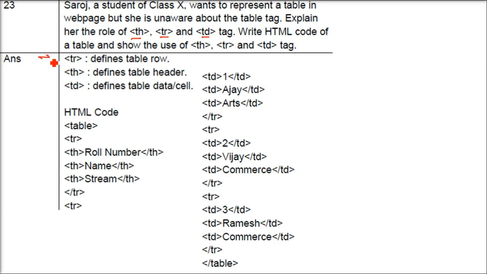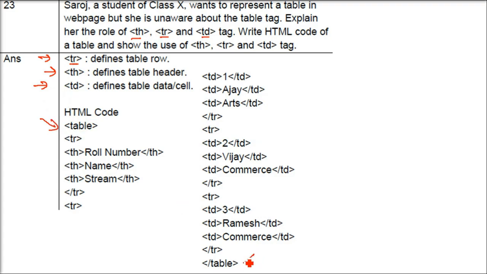So first of all is this tr. Tr is for table row, and every row it will define. So we will deal with rows one by one, and then the table header. So I'll just show you. But TD, we have already seen that it is data or cell. A particular data cell is TD content.